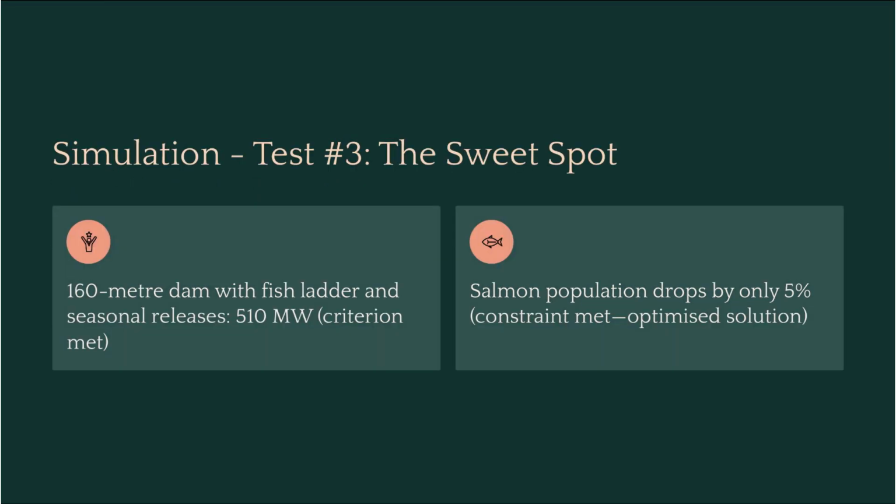Finally, we run simulation test number 3, looking for that sweet spot. We tweak the variables one more time. We set the dam to 160 meters, keep the fish ladder, and add a new operational rule, seasonal water releases. The result? We hit 510 megawatts of power, meaning our energy criterion is met. Simultaneously, the salmon population drops by only 5%. The constraint is met. By balancing the variables, we have found the optimized solution that satisfies both systems.